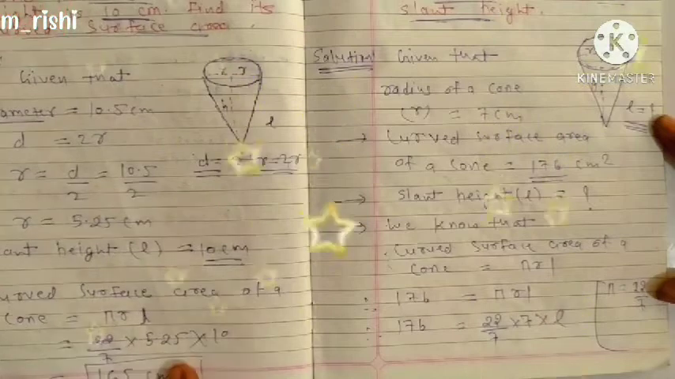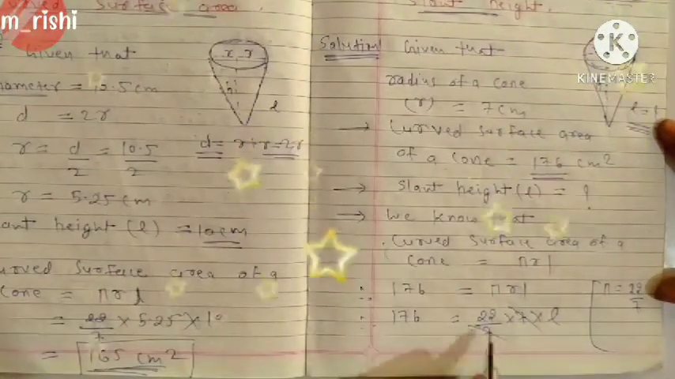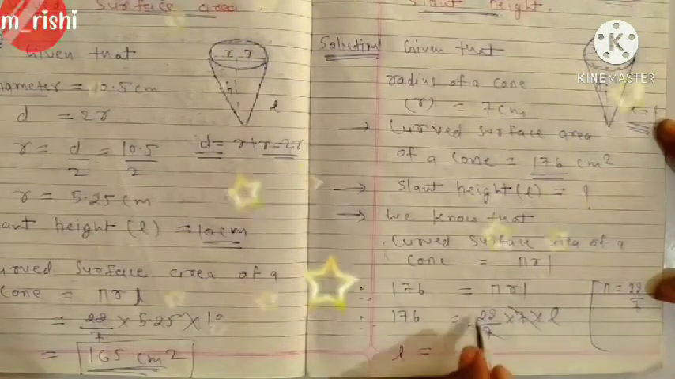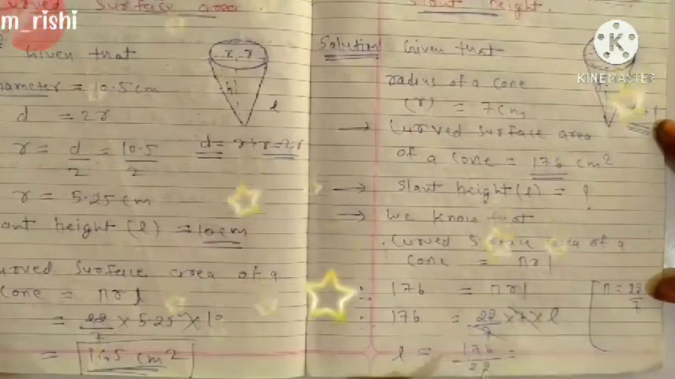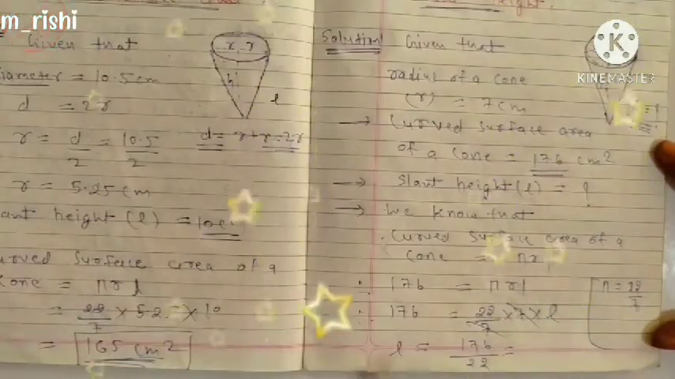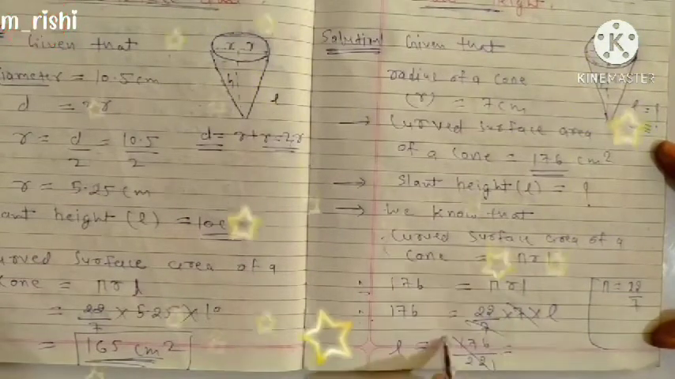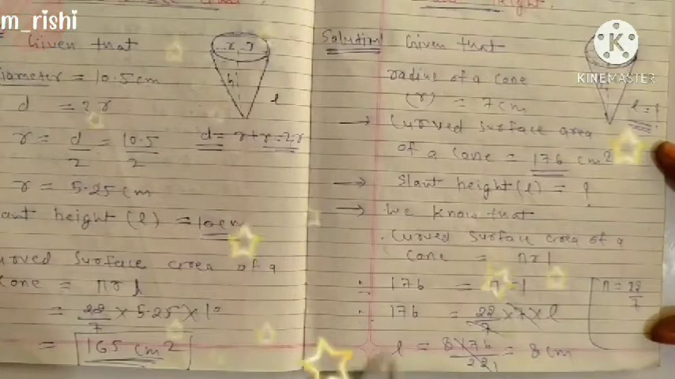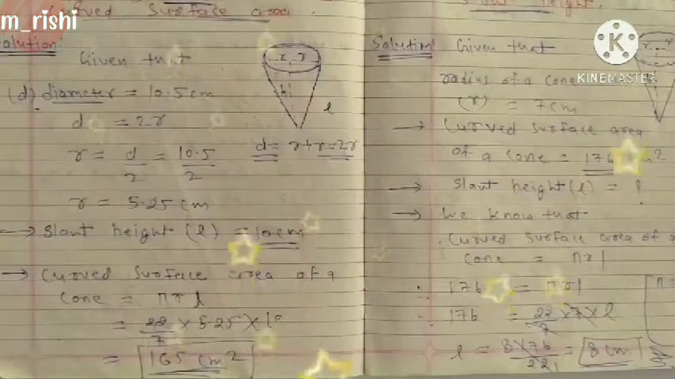Therefore 7 cancel out. So l equal to 176 divided by 22. So 22 times 8 is 176. Now we finally get the slant height l, 8 centimeter.